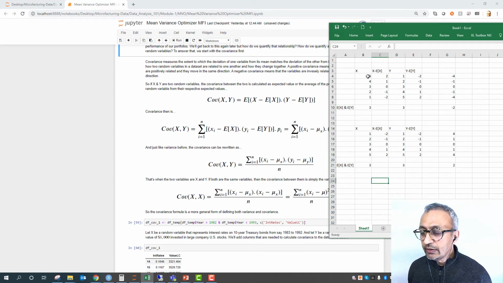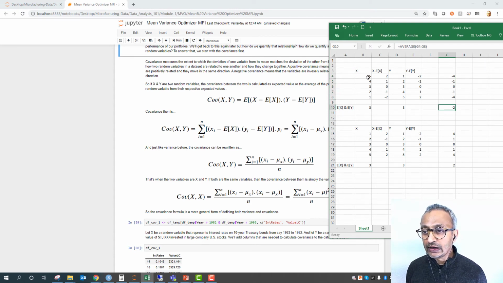So we have 5, 4, 3, 2, 1 and 1, 2, 3, 4, 5. We are calculating x minus ex, which is 3. This is the average. If you look at it, this is just an average of this column, and this is an average of this column of the y variable. You're calculating x minus ex here, y minus ey here, and you're taking the product of that, here. Then you're calculating the average of this column, which is your covariance. So this is your covariance here.